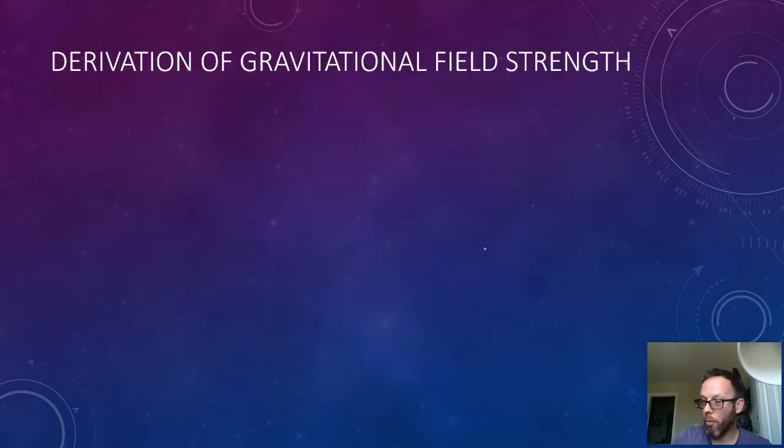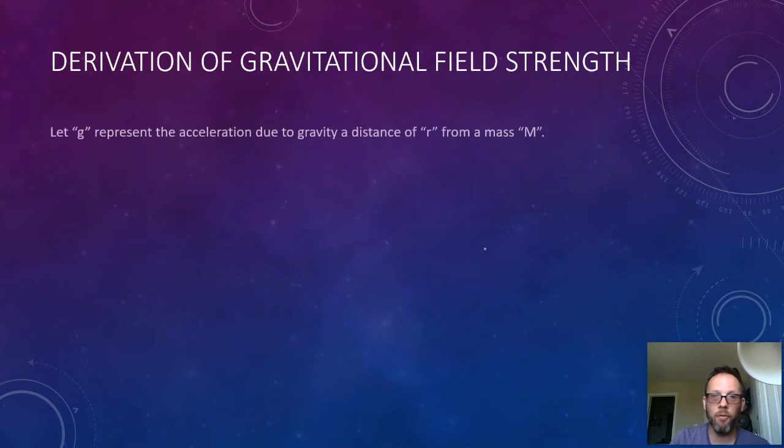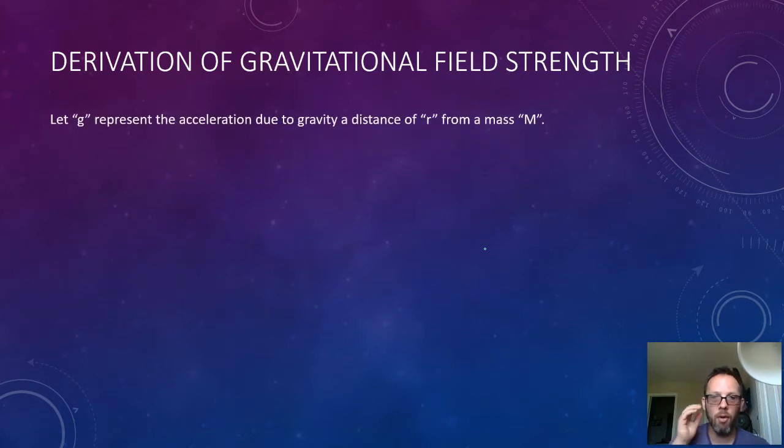So right now, we're going to actually make a derivation for gravitational field strength. We're going to let g represent the acceleration due to gravity some distance r away from mass m. And when I say some distance r, that is the center to center separation, just like we've been using in Newton's law of gravitation. So our starting point will be the following.